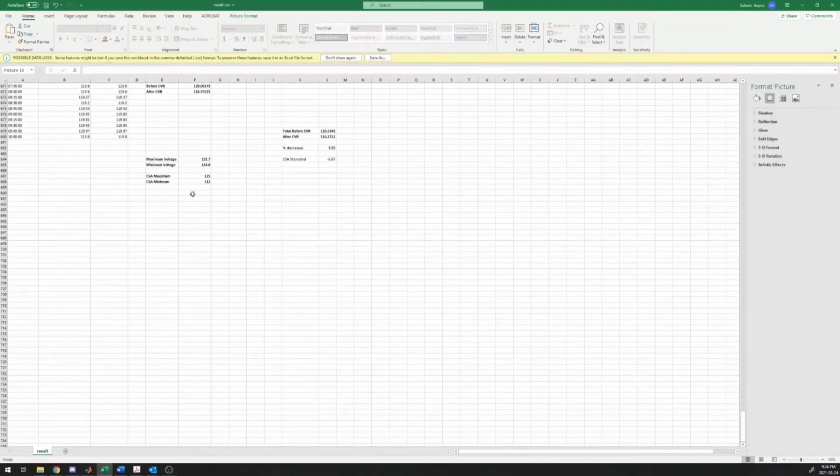So at the end, we calculate the before and after CVR implementation values. 120.3345 volts before CVR and 116.2712 volts after CVR. We can calculate the percent decrease to be 3.55% for the entire week. Now, this percent decrease number doesn't mean anything if it wasn't within the CSA standard for voltage distribution in a building. Let's take a look here.